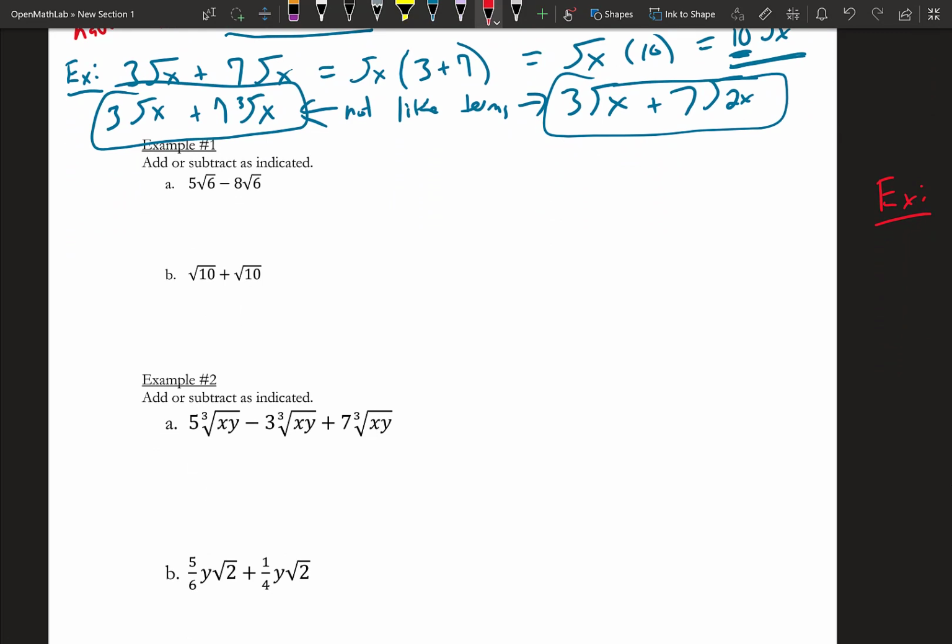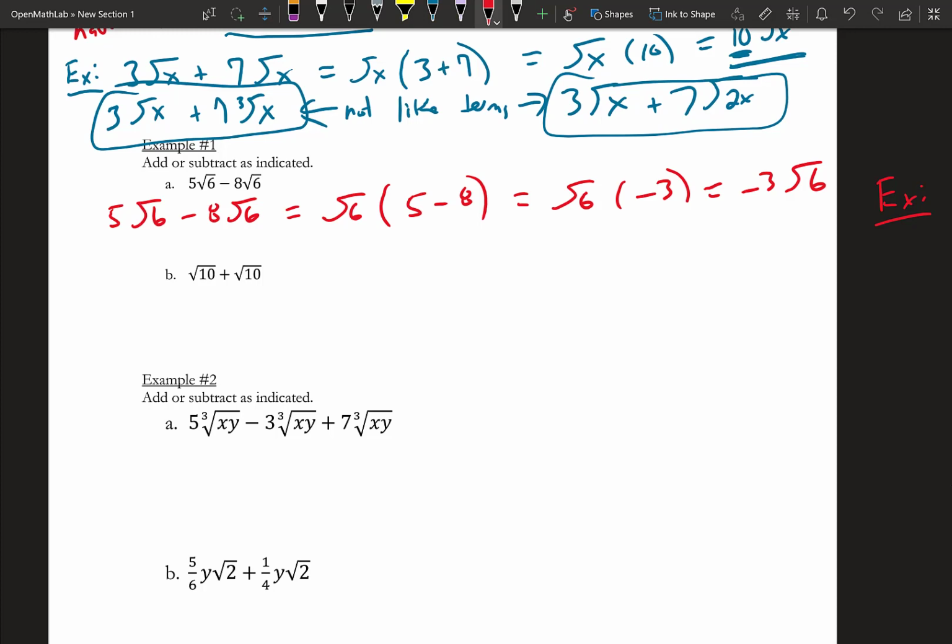So in example 1 here, I have add or subtract indicated. The first one, we're subtracting. So we have 5 radical 6 minus 8 radical 6. Here I could just factor out a radical 6, so we get 5 minus 8, which equals radical 6 times negative 3, which is the same thing as negative 3 radical 6.